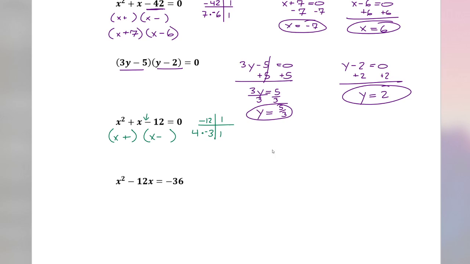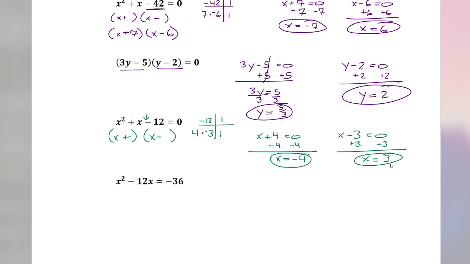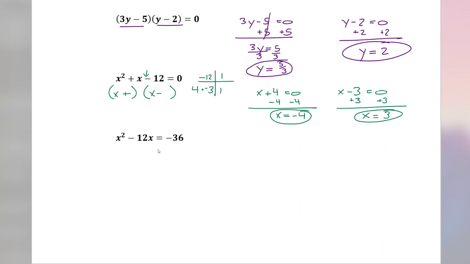So I have my factors. Now I need to solve for my zeros, so x plus 4 equals 0, and x minus 3 equals 0. Solve for the first zero on the first factor, so subtract 4 on both sides, you get x equals -4. So one solution, add 3 on the second factor, have a solution of x equals 3. So here are two solutions for problem number 3.